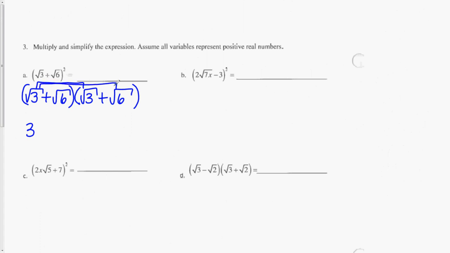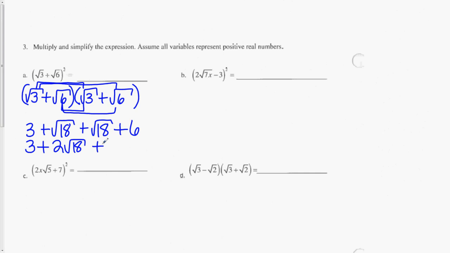All right, outer times outer. Square root of 3 times the square root of 6 gives me a square root of 18. We'll simplify that in a second. Inner times inner. Square root of 6 times square root of 3 gives me another square root of 18. And then last times last, square root of 6 times square root of 6. Remember, if you multiply a root times itself, that number is going to come out. Now, I've got 3 plus 2 of these square root of 18s. Still need to simplify the 18 part.